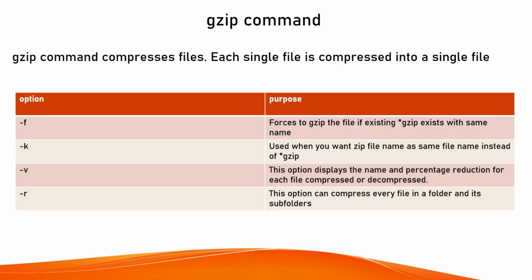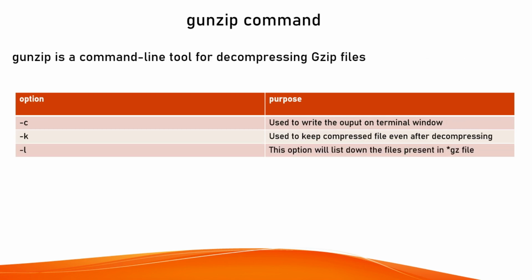-k used when you want the zip file name to have the same file name instead of gzip. -v, this option displays the name and percentage reduction for each file compressed or decompressed. And -r basically used to compress every file in a folder and its subfolders. With the compressing command, we have a decompressing command as well, and that command in Unix is called gunzip.